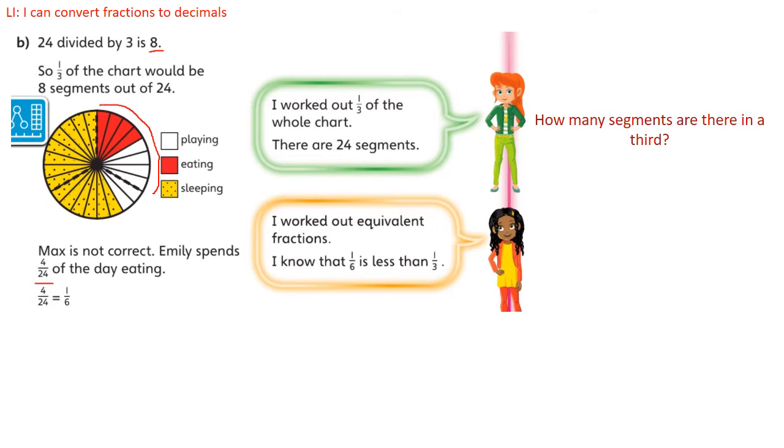So we divide the numerator by 4, which gives us 1. We divide the denominator by 4, and that gives us 6. So we have 1/6. So therefore, we can say that Max is not correct. Emily spends 1/6 of the day eating, not 1/3.